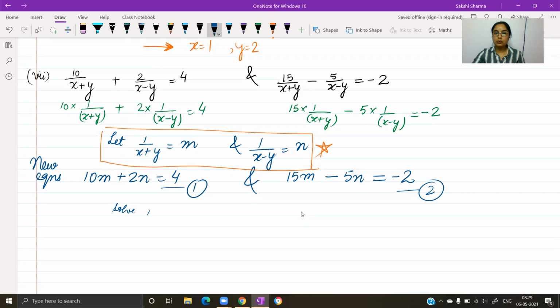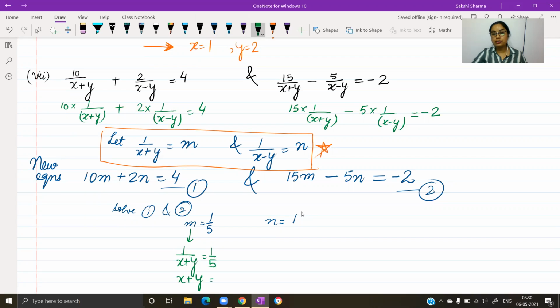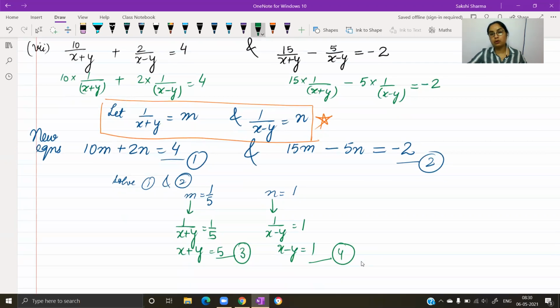Solving 1 and 2, what are the values obtained for the new variables? M is 1 by 5 and N is 1. Now, M represents 1 over x plus y. From here, you get a new linear equation in two variables. Same way, N is representing 1 over x minus y. You get another new linear equation, x minus y equals 1. Let's take these as 3 and 4. In order to find out x and y, you again have to solve a pair of linear equations.